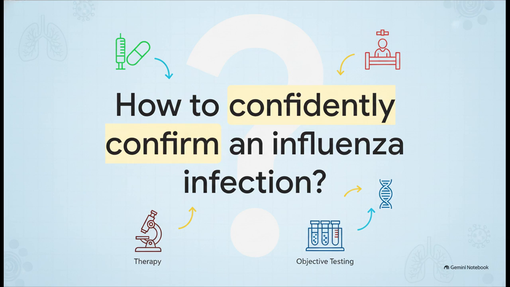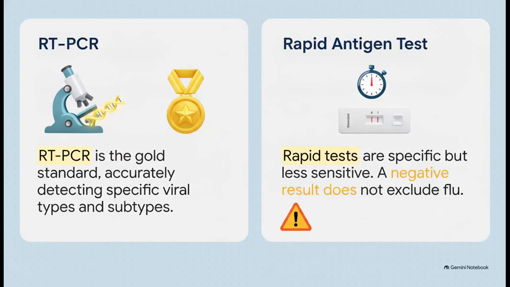But we frequently need objective testing to guide specific therapies, maybe isolate patients in a hospital setting, or to rule out other pathogens. For that, we generally rely on 2 main diagnostic tools. First up, RT-PCR. This is your gold standard. It boasts incredible accuracy and can pinpoint the exact viral type and subtype. Then, we have the rapid antigen test.